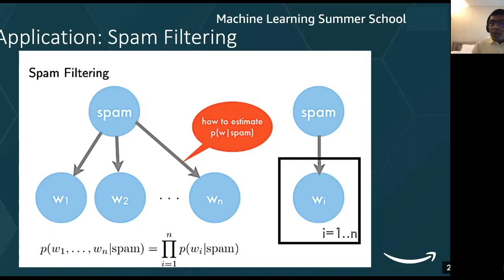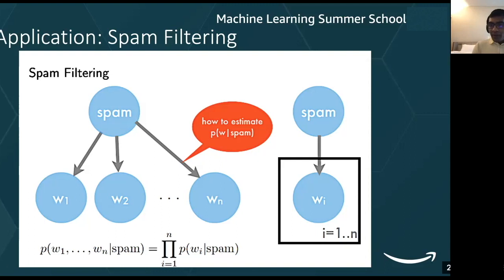Another interesting aspect of the graphical model is that given the spam node, the words W1 to Wn are independent of each other. And this is often referred to as conditional independence. Conditional independence is a fairly important concept that will be occurring several times in this lecture. It allows us to factorize the probability distribution as shown in the expression below.